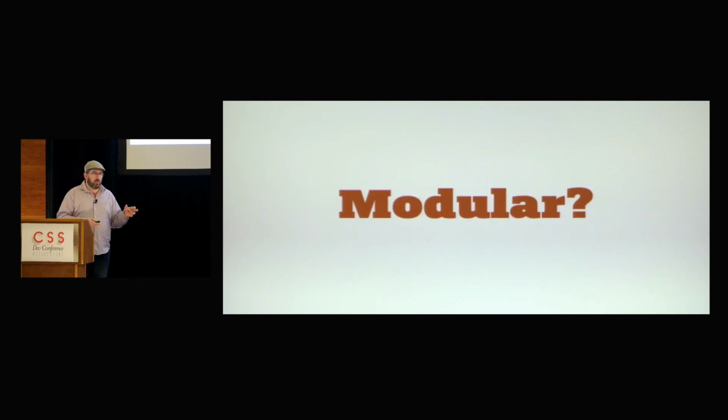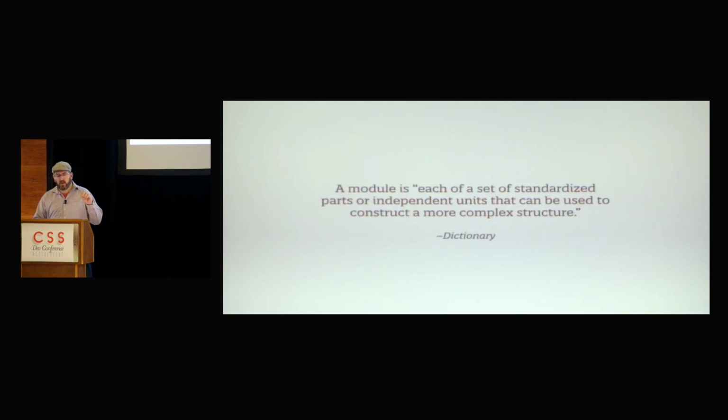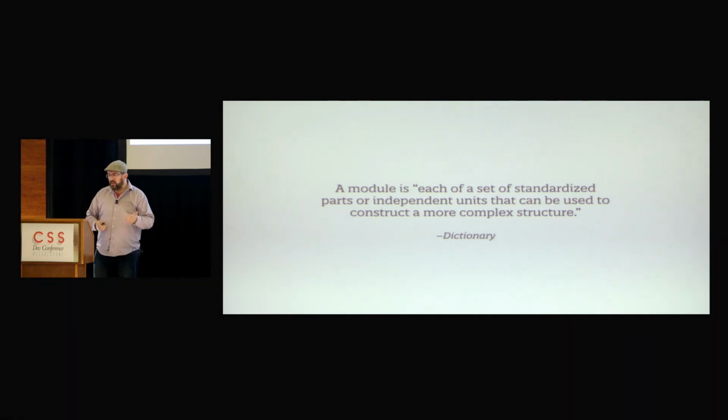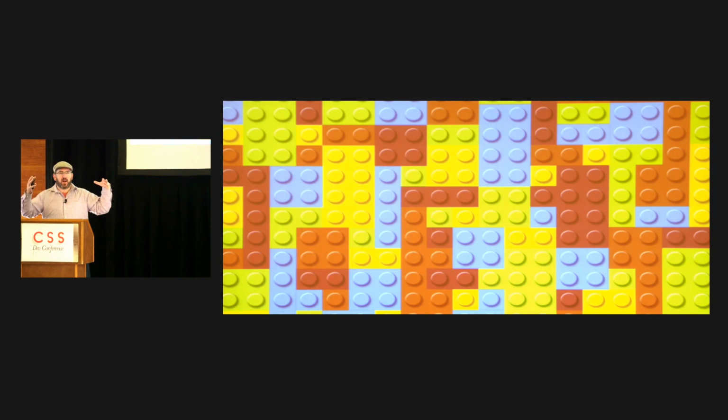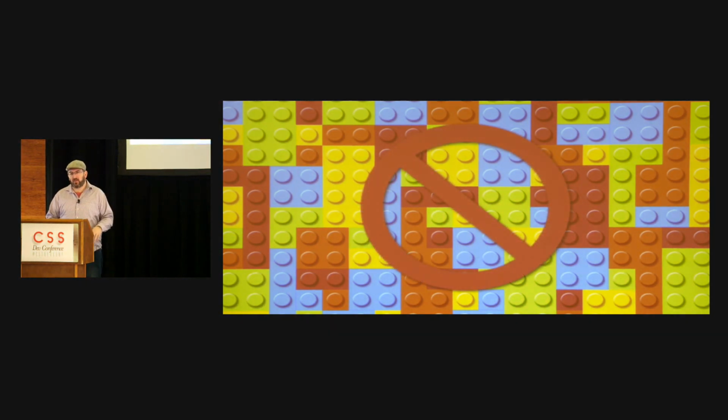Okay, so let's think about what it means to be modular. Now, a module is a set of standardized parts or independent units that can be used to construct a more complex structure. I took that from the dictionary. I mean, this sounds like Lego, right? Like, oh man, I have all these pieces, I can build stuff. But have you ever gotten the Star Wars Destroyer, emptied everything out of the box, and then thought, I'm going to build something without the manual? Could you imagine trying to do that? That would be insane. So I feel like Lego is a really poor example, but everybody uses it. So I'm not going to go with the Lego example.